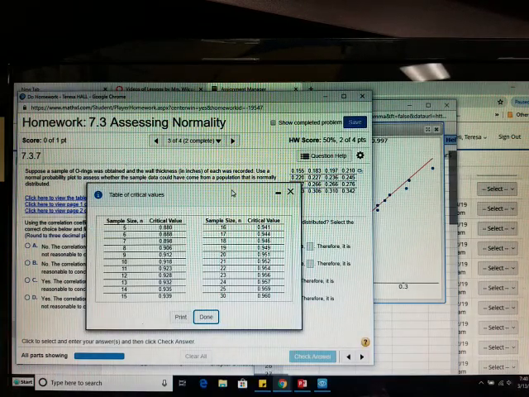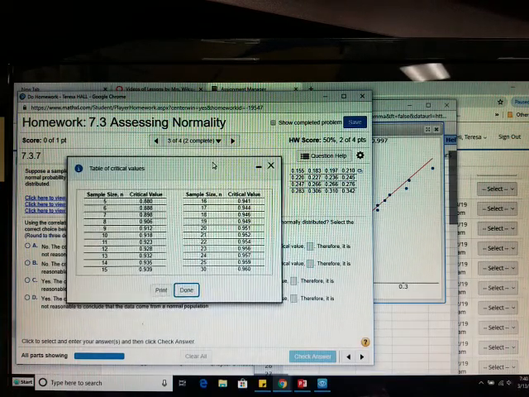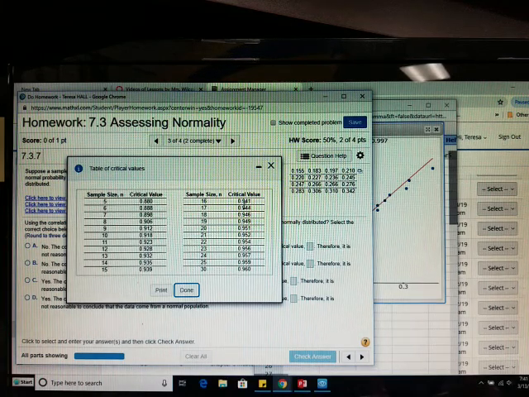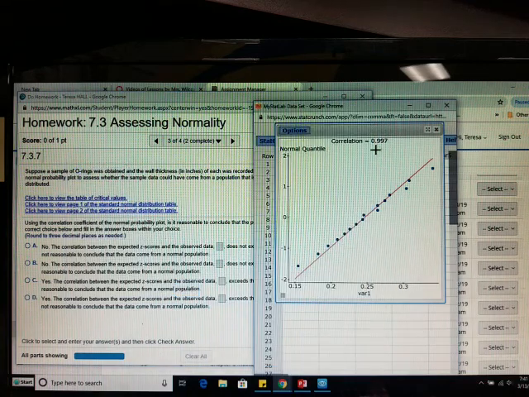Now, how many points were in my data set? That's what I have to determine. There was 4 by 4, so there are 16 data points here. So I have to go to sample size of 16. That critical value is 0.941. So my critical value was 0.941. I'm writing that down on a piece of paper. My correlation from my graph just a second ago was 0.997.